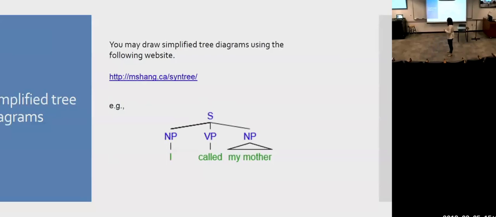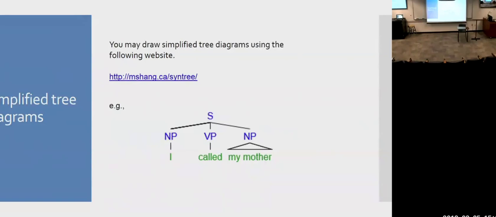Here I give you the simplified tree diagrams. Sometimes you don't have to analyze each individual unit. You can combine one or two together. For example, you can combine my mother, because now we know my mother is a noun phrase. You don't have to divide the noun phrase into the determiner and the noun. Does it make sense? Let us try. So the noun phrase, use the I.